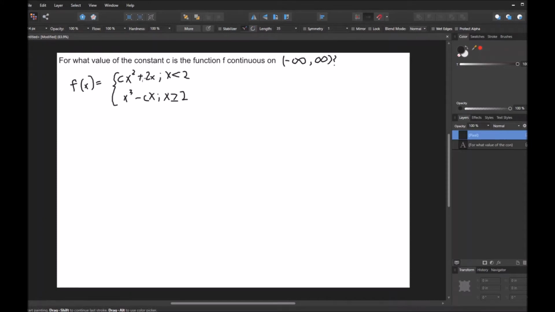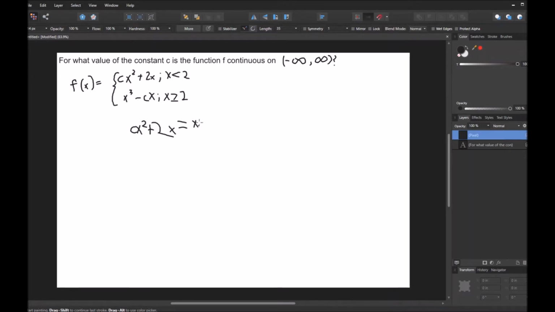So both of these functions on their own are continuous from negative infinity to infinity. But because they're piecewise defined, we have to make sure they're the same value at 2. And the reason for that is that if they're not the same value at 2, then the left hand and the right hand limits would be different, meaning it would not be continuous at 2. So we're going to set these equations equal to each other because we want to make sure they're at the same value.